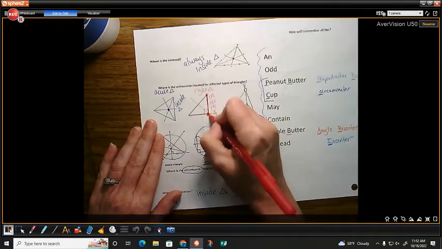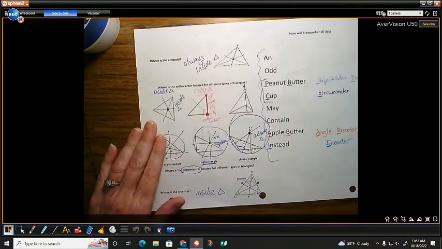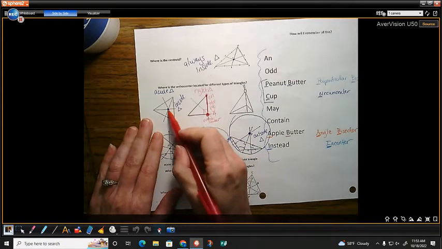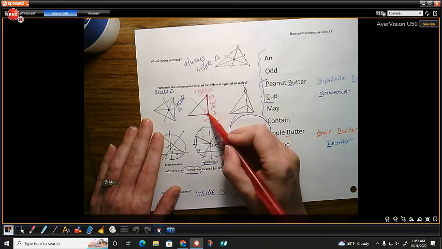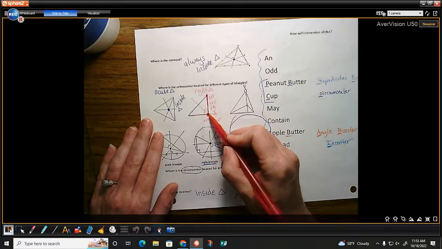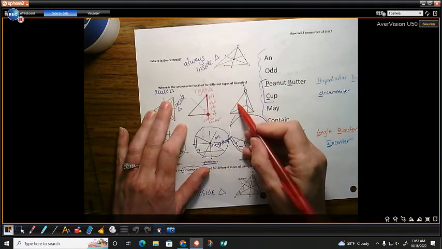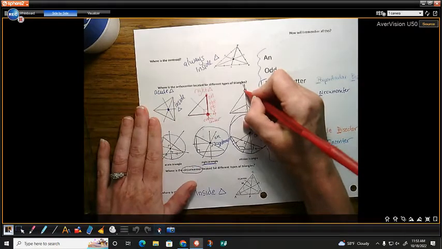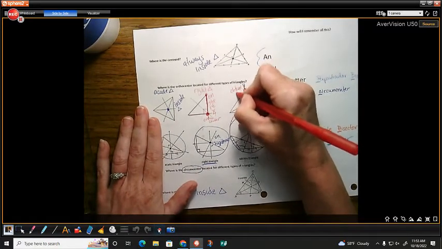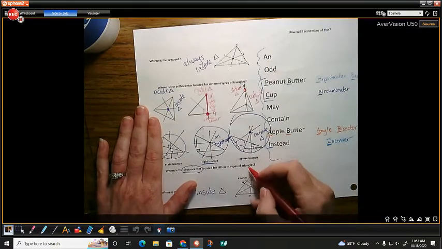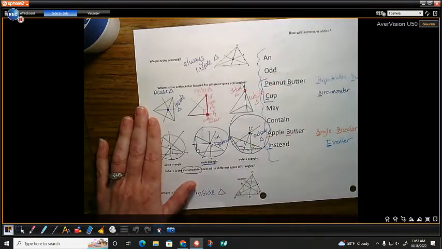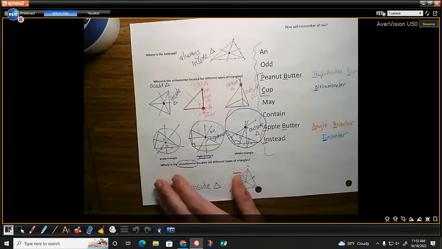This is the orthocenter. It's directly on the angle. So it's moved from the inside, now it's at the corner. Instead of being on the hypotenuse, it's on the corner of the right angle. And as I stretch this out bigger, the orthocenter of an obtuse triangle is outside the triangle. Crazy, right?